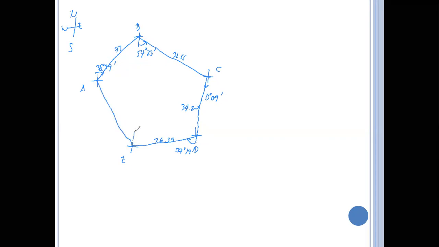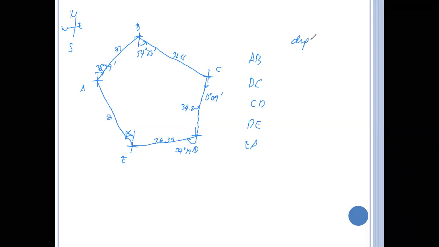So the direction is unknown, so the bearing is the unknown. The nearest would be the north direction, so you can label the unknown angle as, let's say, alpha. And this missing line segment, its length is represented by the variable z. So this is E. Now we need to tabulate our values for AB, BC, CD, DE, and EA.